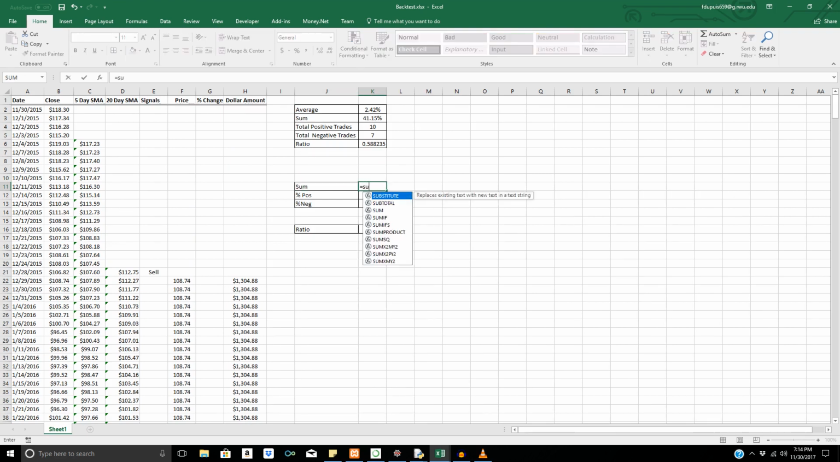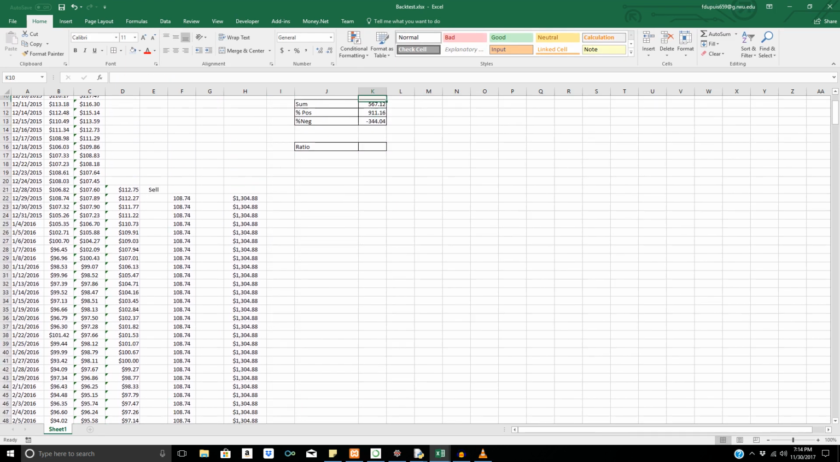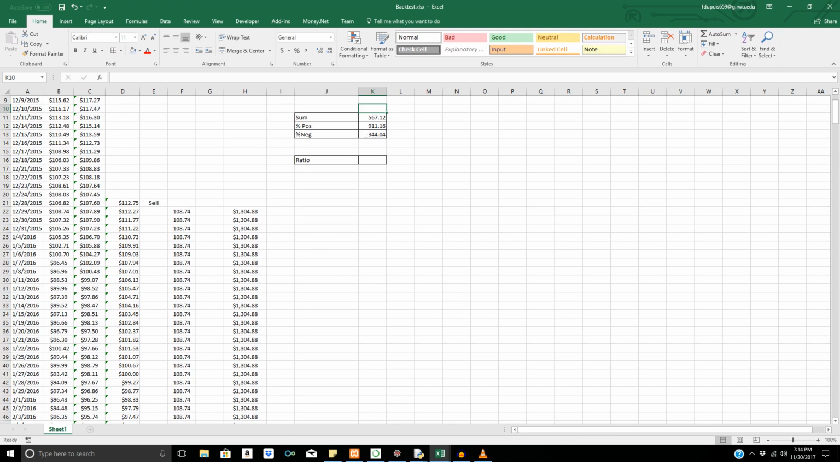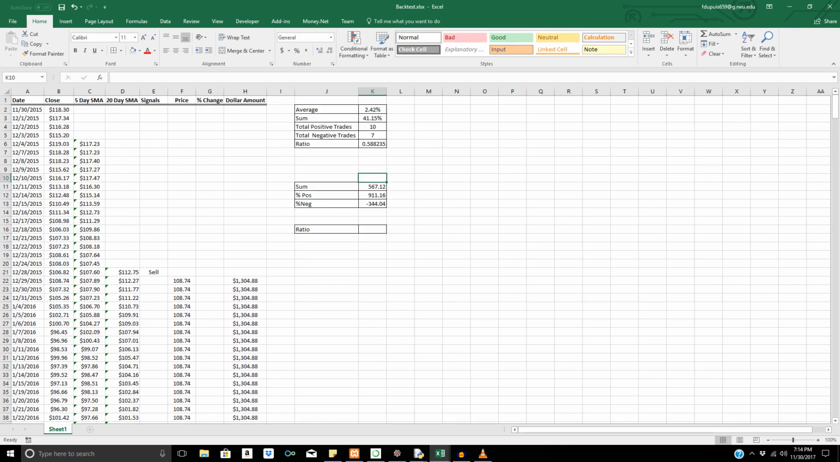And we can just take the sum of all these to get how much we made in general out of all of this in a percentage on a per dollar basis. So we have $567 in total profit right there. We don't need a ratio. And in terms of the percent positive and negative trades, we can break that down to a dollar amount too. So you can see what we can do with this data right here.